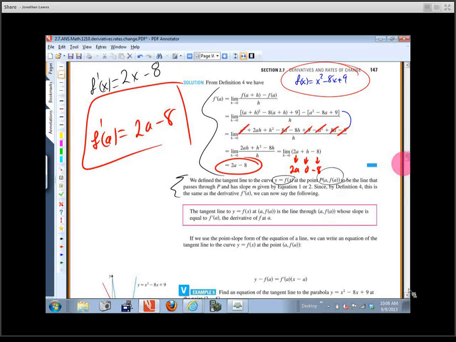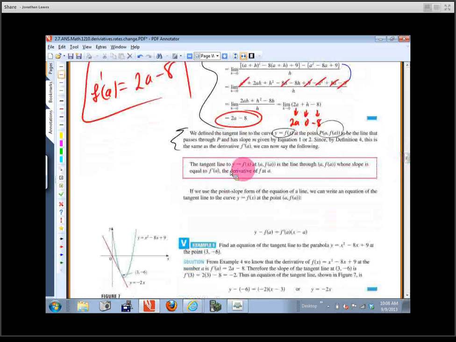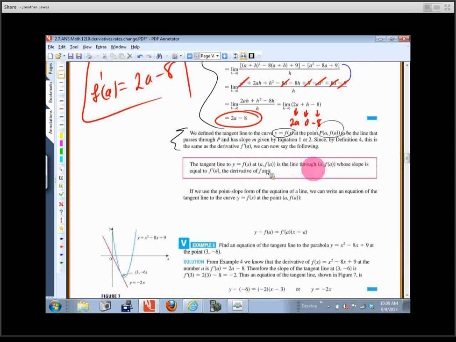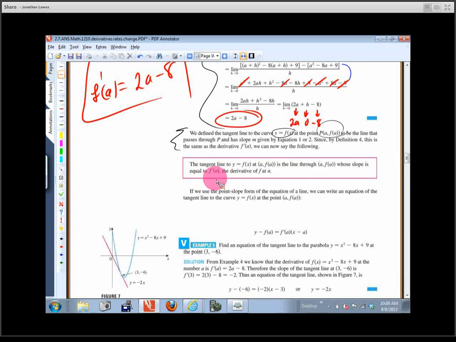So we can say this: the tangent line to that curve at that point is the line that goes through that point and has a slope that's equal to the derivative at that point. That's all that means, okay? So it's got to go through that point and it's got to have the slope, or the derivative, equal to the slope at that point, okay?